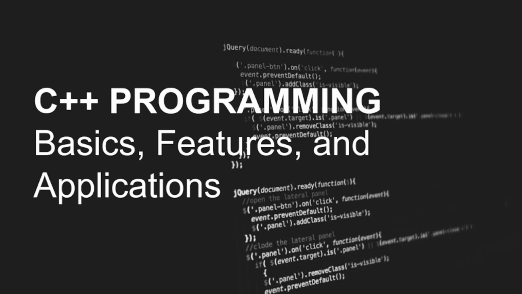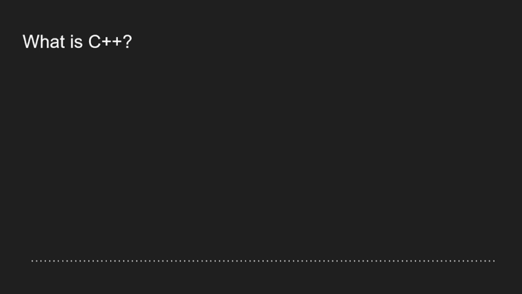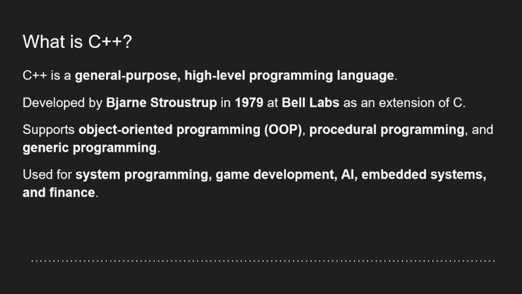discuss the basic features and applications that are involved in C++ programming. So, what is C++ programming? C++ programming is a general purpose high-level programming language. What is a high-level programming language? Basically, it is a language that is easily understandable by humans, that humans can easily understand and work on. C++ programming is easy and simple as compared to other languages.